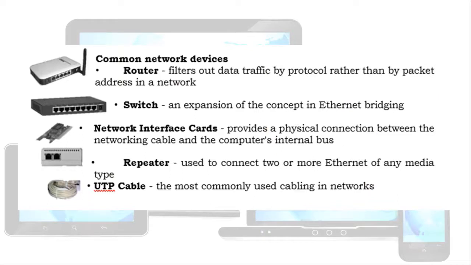There are some common network devices: the router, the switch, the network interface cards, the repeater, and UTP cable or unshielded twisted pair cable.